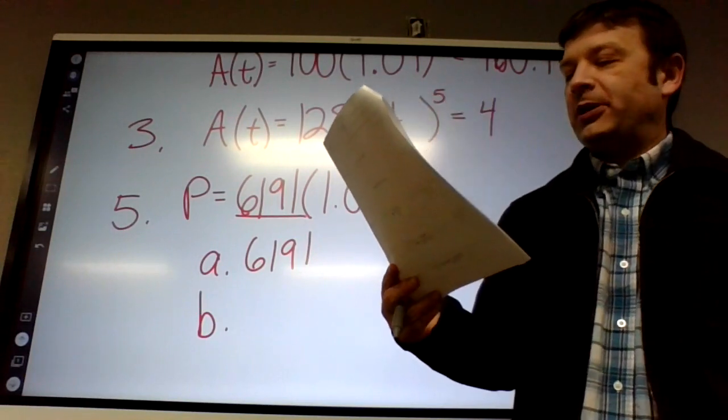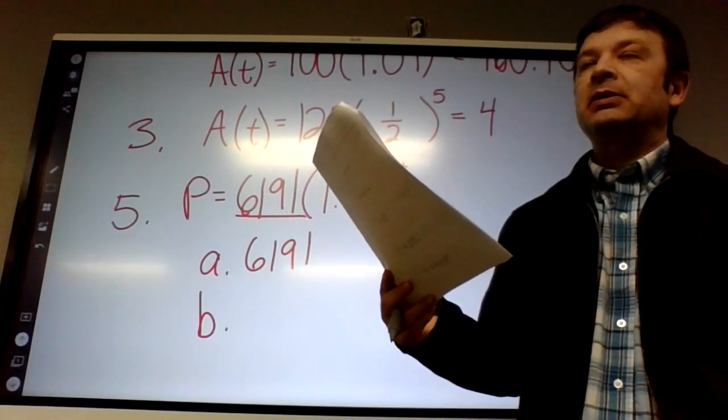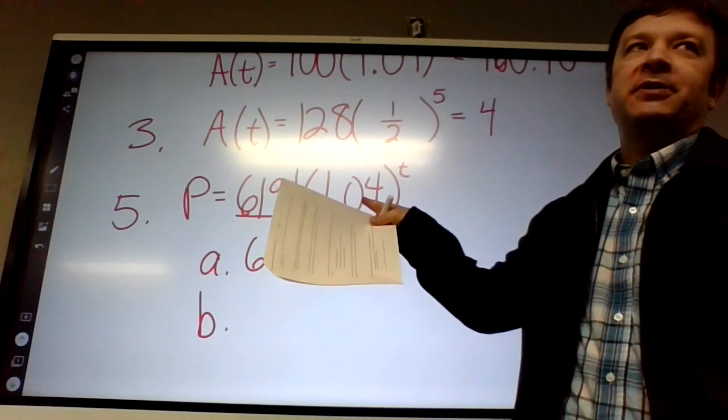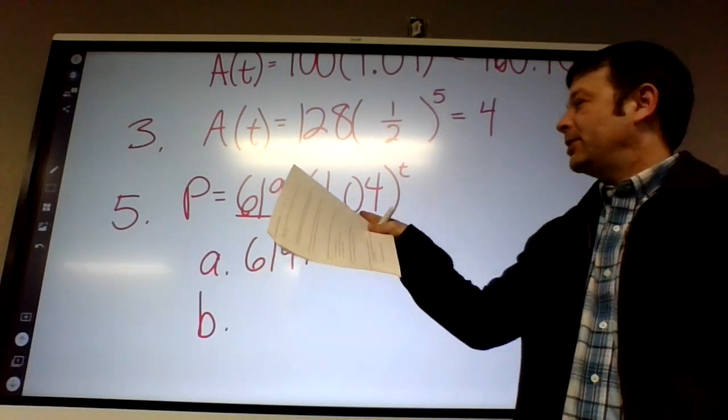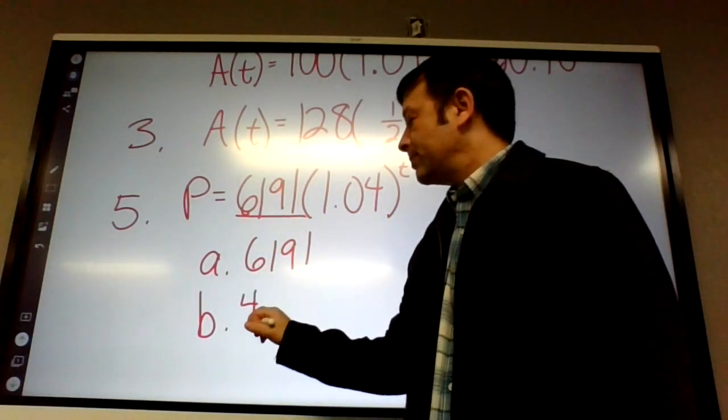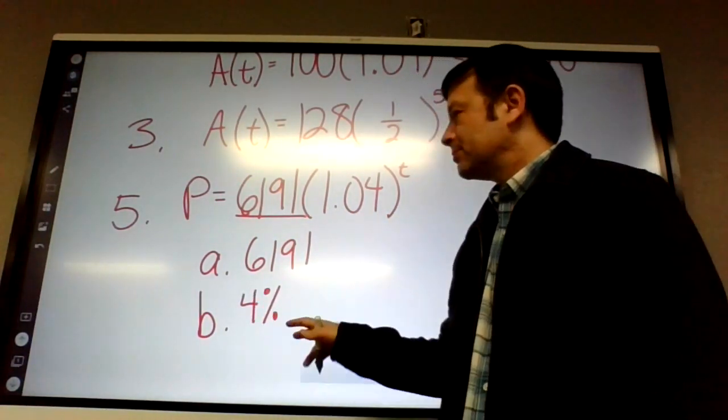What percent of the population increases each year? 4%, just like number 1, except it's in decimal form. So it must be increasing by 0.04, which is 4%.